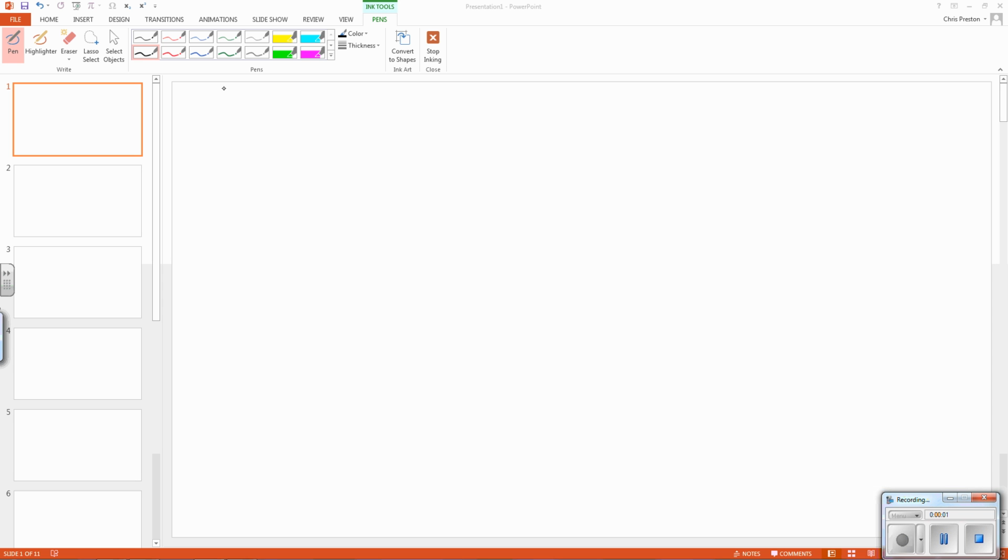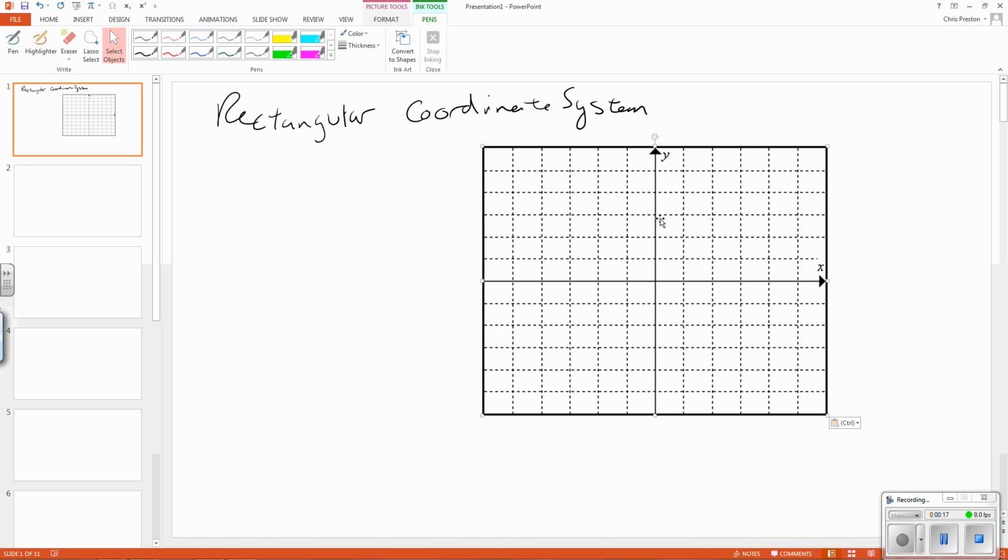Let's start by talking about the rectangular coordinate system. This is your typical XY axis coordinate system, split up into 4 quadrants.